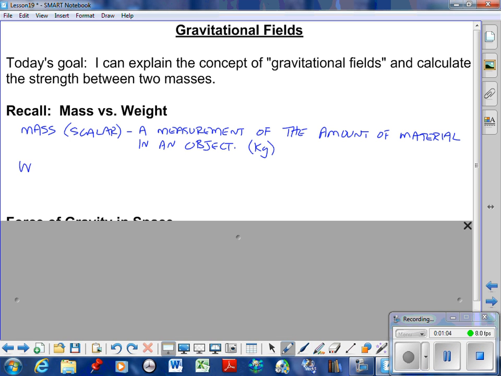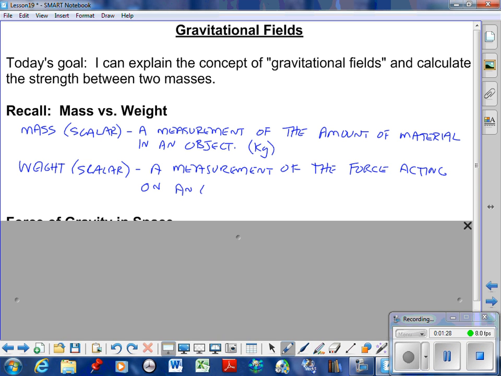If we're looking at weight, weight is a measurement of the force acting on an object. So it's measured in completely different units. Yes, they are related, because you need mass to calculate weight, but they mean two different things. Mass is how much material makes up the object. Weight is how much gravity is acting on that particular mass. It's measured in newtons, so it's a vector.